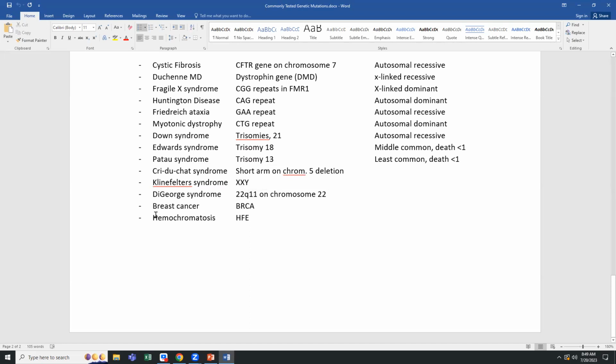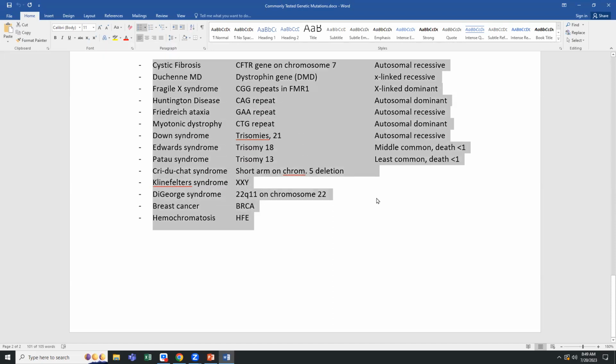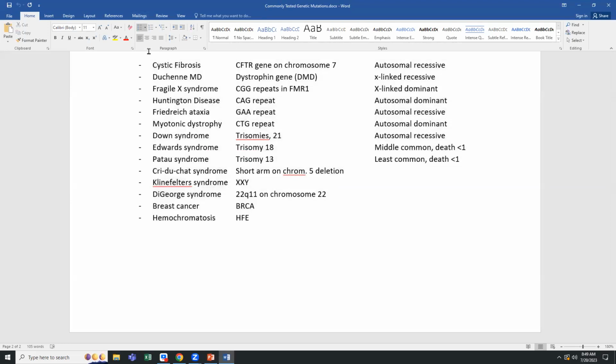Breast cancer, BRCA, and hemochromatosis, HFE. These would be the ones I would know. Celiac disease is a good one, although I haven't seen it tested on as lately, although for a while, when they first found the genetic linkage, it was tested on every single time. So that could be another good one to commit to memory. That's not on here, but I would say these are commonly tested. So if you're able to differentiate and understand these conditions as a starting point, you'll be well off for the test.